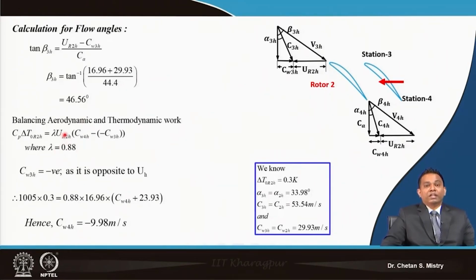Here in this case, we need to be very careful. My work done factor here I have taken as 0.88. For my rotor 1, we considered 0.98, and here it is 0.88. This is based on what we have discussed in our earlier class. That gives me my CW4 as minus 9.98 meter per second. So with the minus, you need to be very careful about what will be my angle and what will be the direction. Accordingly, you need to modify your triangles.